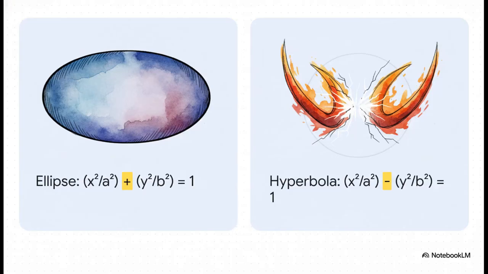At first glance, these two equations look almost the same, right? You're definitely familiar with the ellipse, that perfect closed loop. But look closer. See that? The only difference, the only thing that separates them, is that one little minus sign. That single change from a plus to a minus literally blows the shape wide open. And that's the secret we're going to unlock.